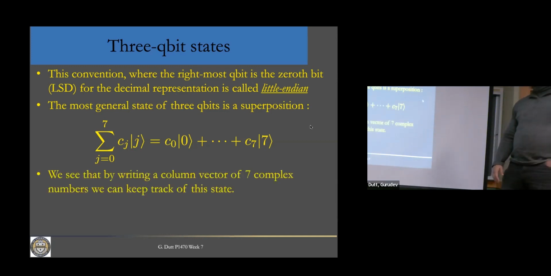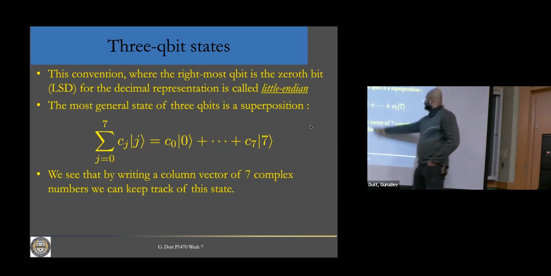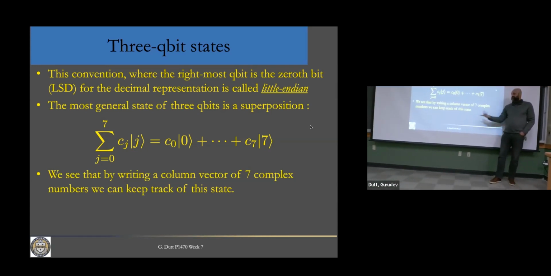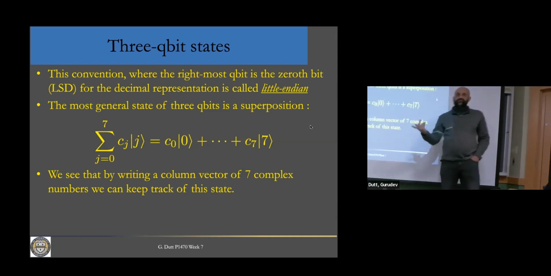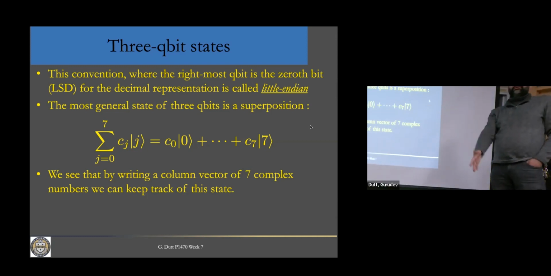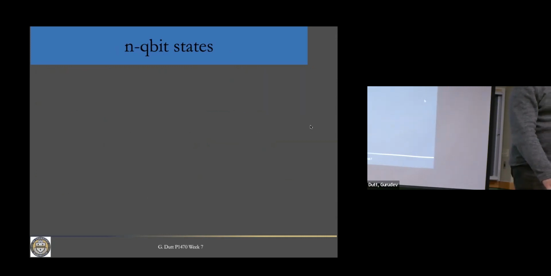Okay. And so we can see that writing a column vector C0 through C7 of these complex numbers will keep track of this thing. It's just a statement that you already probably figured out from the earlier equation, but it's now hopefully more obvious. We just number them 0 through 7 from top to bottom: 000 at the top, 001 next, and then down to 111. That's the C0 to C7. I'll introduce that part in a few slides.